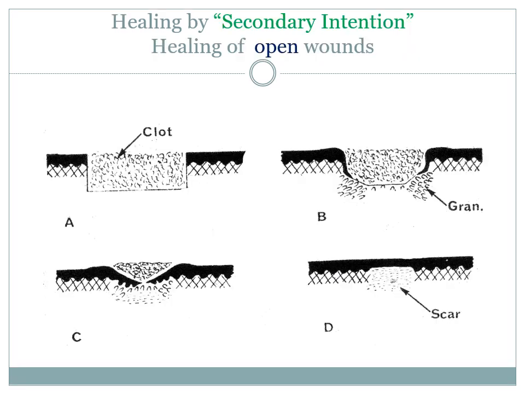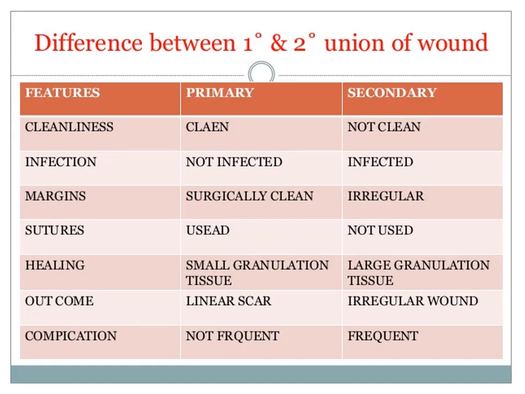Secondary intention: formation of a wide clot over the wound surface. Then the epithelium starts to crawl under this clot and granulation tissue forms. The granulation tissue here is much greater in quantity than in healing by primary intention, and the scar will be much wider and will take longer to heal than in primary intention. The differences between primary and secondary intention.